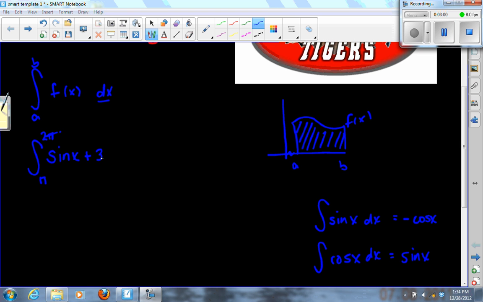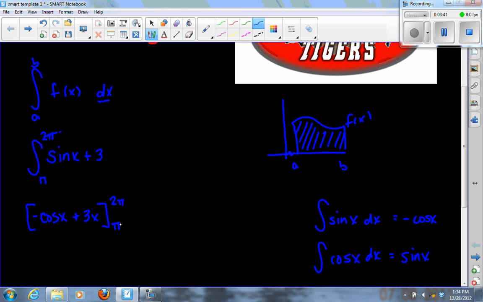So all we have to do is integrate these as normal. The integral of sine x, we can see from this formula, is negative cosine x. And the integral of 3 is 3x. You might know that from the previous video, which said, remember, to take the integral of something, you have to figure out what function's derivative would be 3, and 3x's derivative is 3. So here's the antiderivative, and my bounds are from pi to 2 pi.